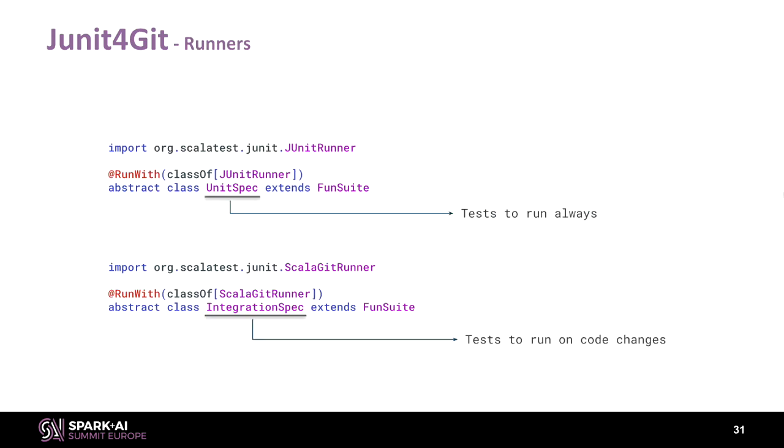And finally, we provide two traits. The normal one, the one that everyone is already using, the one with the JUnit runner, and then the one for integration tests, that is the Scala Git runner. This one is the one that we are going to use for the tests that we want to skip.